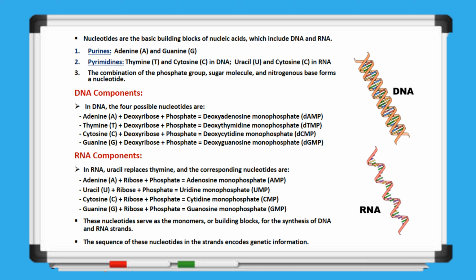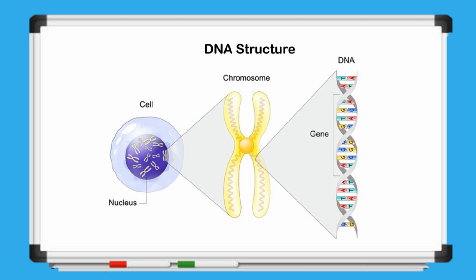These nucleotides act as the monomers, or the small repeating units, that link together to form long chains of DNA and RNA. And most importantly, the sequence of these nucleotides along a strand is what encodes genetic information, which directs all the activities within living cells. If you look at the image, you can see how DNA is tightly packed inside the cell. This shows how genetic material is organized.